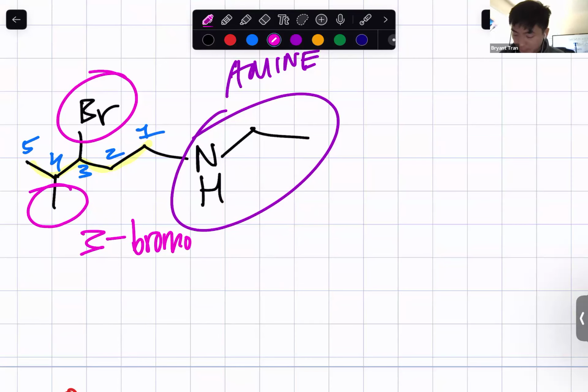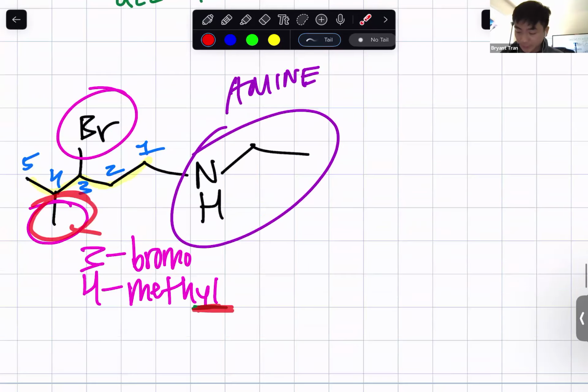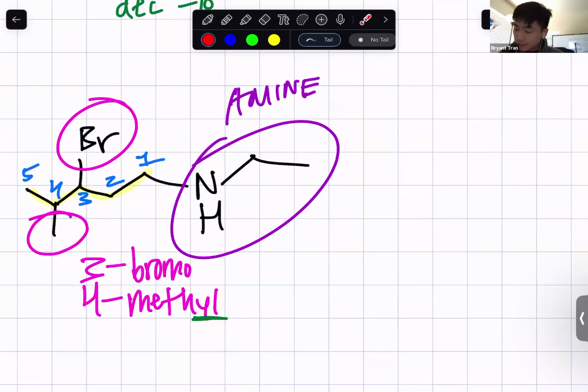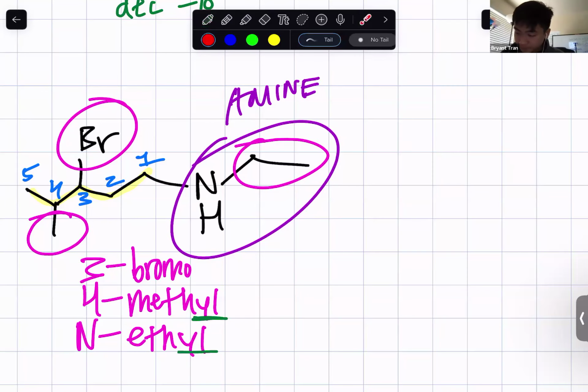So we have 3-bromo. And at carbon 4, we have a methyl, so that would be a methyl, right? When you see a YL right here, that means that this is a substituent, right? This methyl group is a substituent. And we also see this substituent on the nitrogen itself. So we will say that that is N. And because it's 2 carbons long, 1, 2, it would be ethyl, and because it is a substituent, it would be yl, right? N-ethyl, like that.